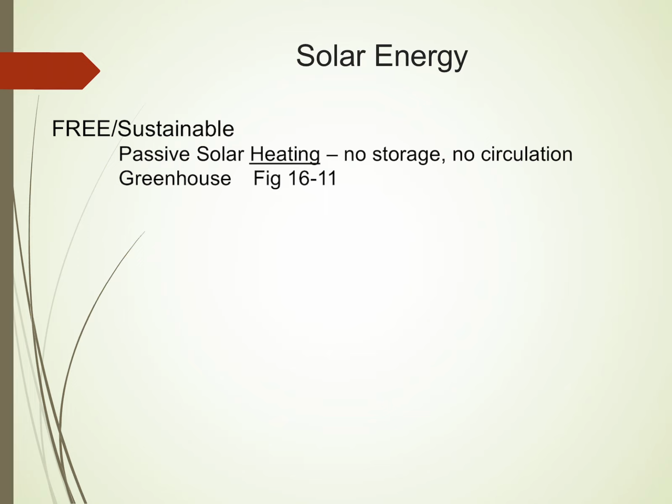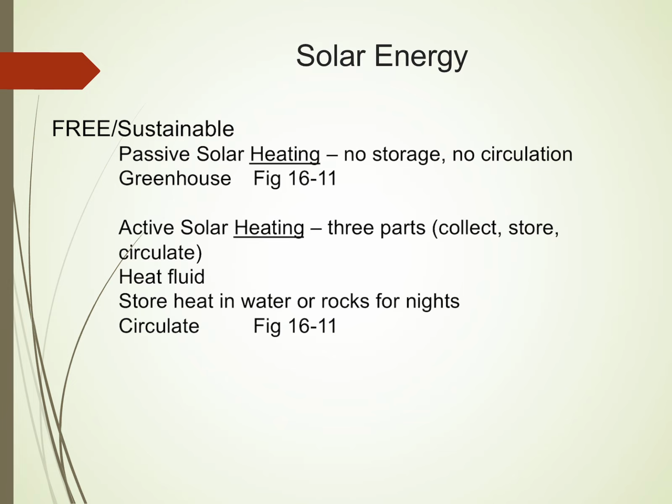Okay, that takes us into solar energy now. Solar energy, we can use passive solar heating, which is just like a greenhouse. There's no storage, no circulation. When you open your windows to let the sunshine in the winter, that's passive solar heating. Now, you could go another step and make it active, and then you can collect, store, and circulate.